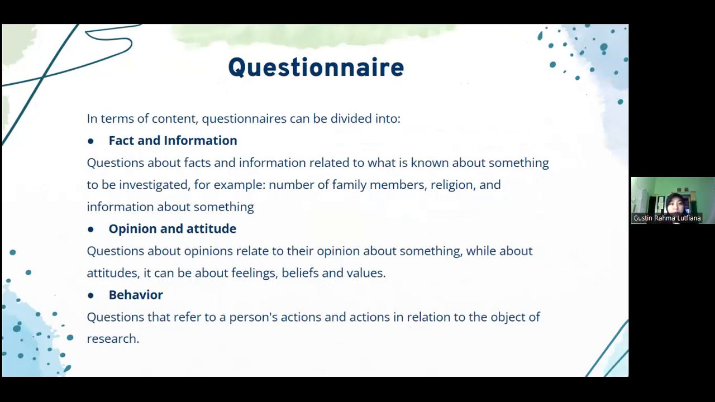In terms of content, questionnaires can be divided into three. The first is fact and information. Questions about fact and information relate to what is known about something to be investigated, for example, number of family members, religion, and information about something. The second is opinion and attitude. Questions about opinions relate to their opinion about something, while attitudes can be about feelings, beliefs, and values. And the third is behavior: questions that refer to a person's action in relation to the object of research.